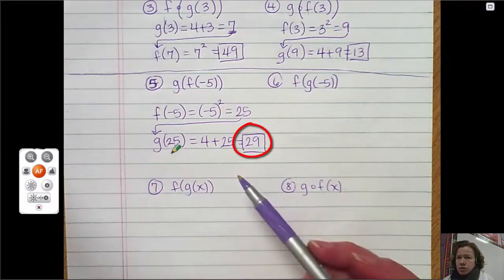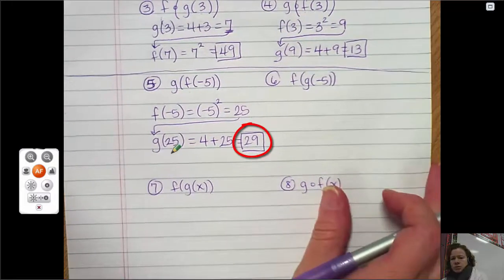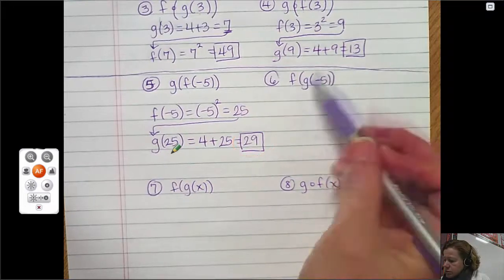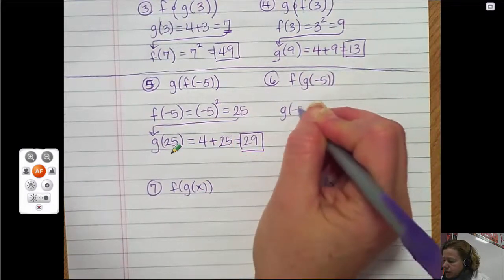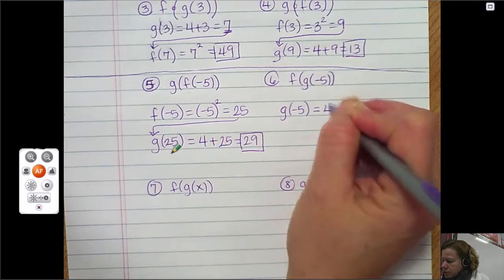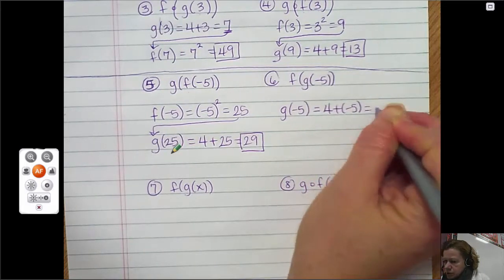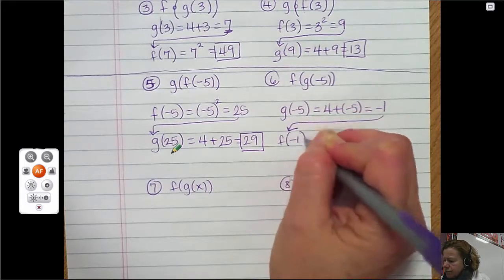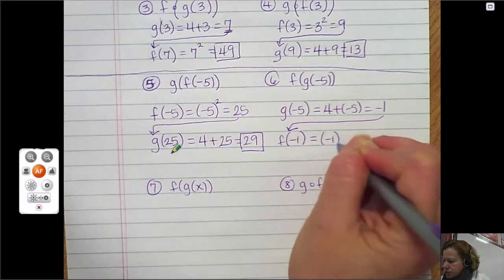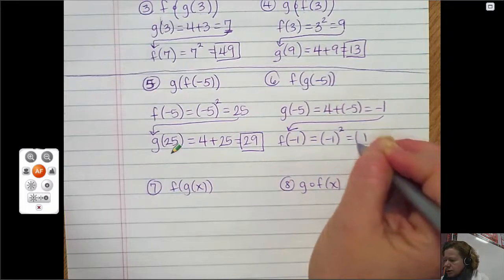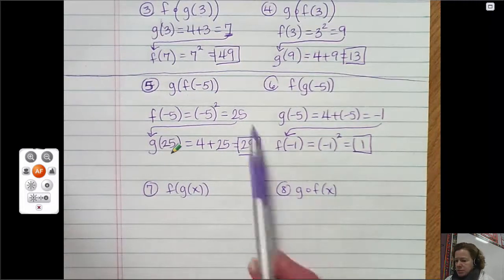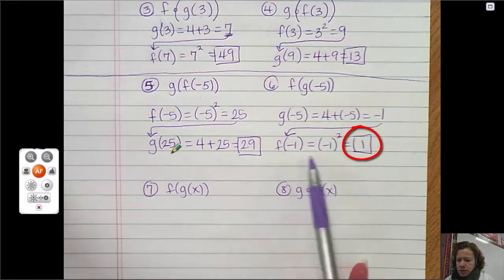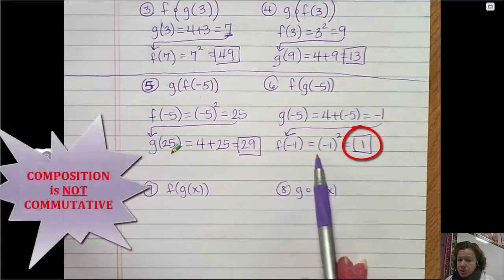The functions will change. I'm just using the same two for examples. So for f of g of negative 5, we take negative 5 and plug it into g. We do 4 plus negative 5 and get negative 1. Take that result and plug it into f. f of negative 1 is negative 1 squared, or 1. So again, I plugged the same numbers into my composition but reversed the order of composition and got different answers. Function composition is not commutative.